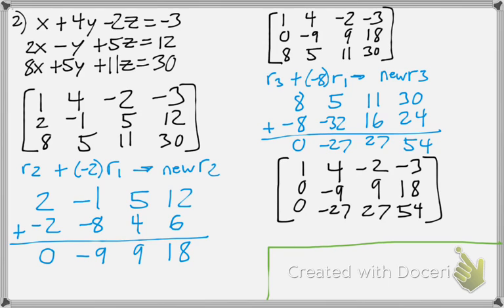Okay, so my next step is, after I finish the first column, I want to get a 1 here. I'm trying to make that diagonal of 1s right here. So what I need to do, if I go to the next slide, is I want to take -1/9 times row 2 to be the new row 2.